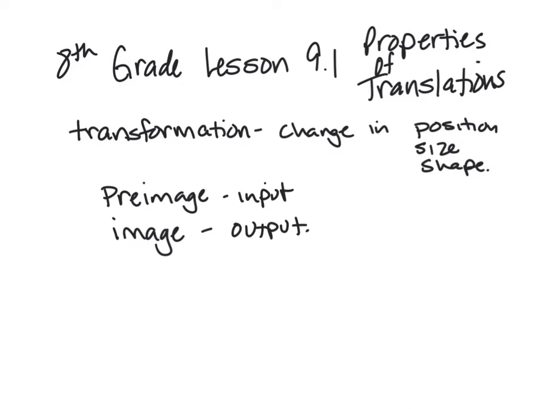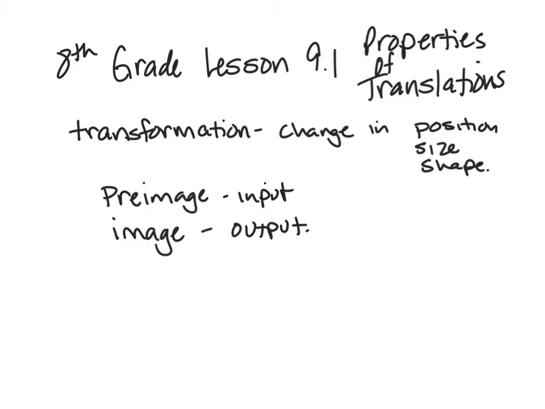And so it's what the shape is after, or what the location is after, the input has been placed on it. So it's the output. So you have the pre-image before it gets moved, and then the image after it gets moved. So we'll be looking at translations, which is a specific type of transformation. So in this chapter, we look at transformations. The types of transformations that we'll be focusing on are, one, translations, which we'll learn about today.